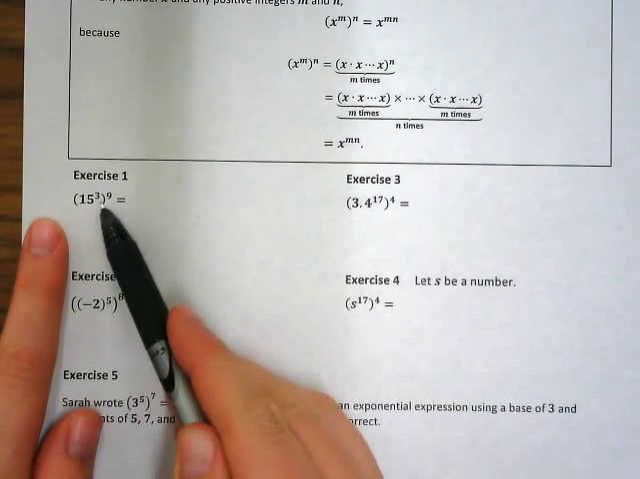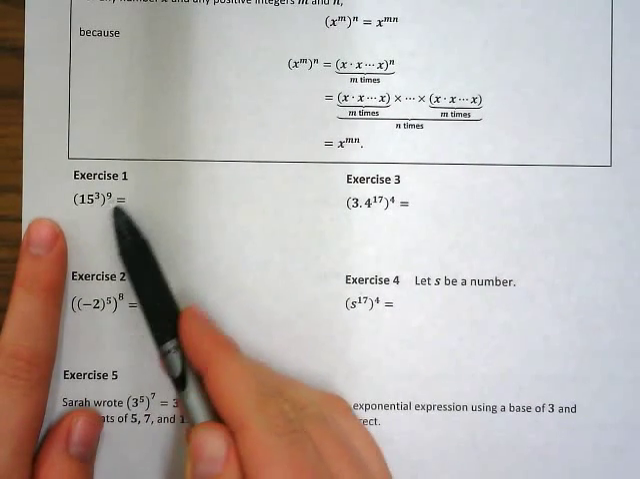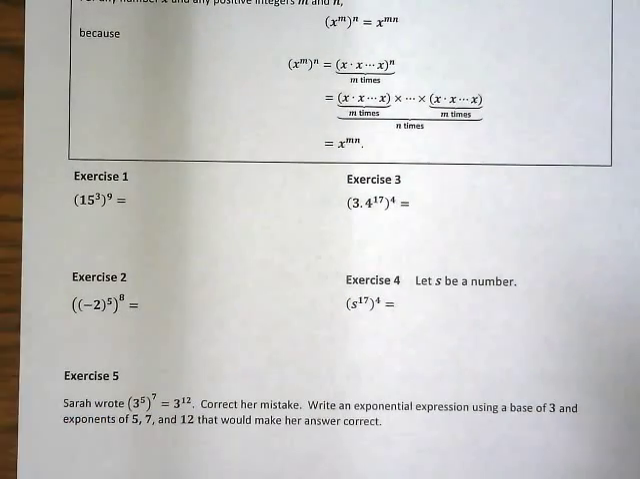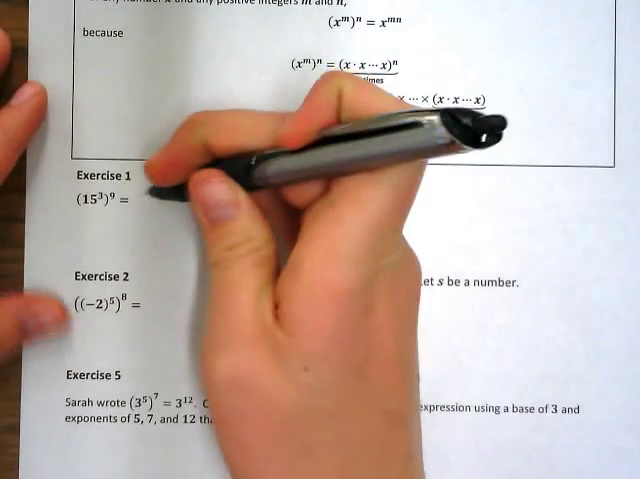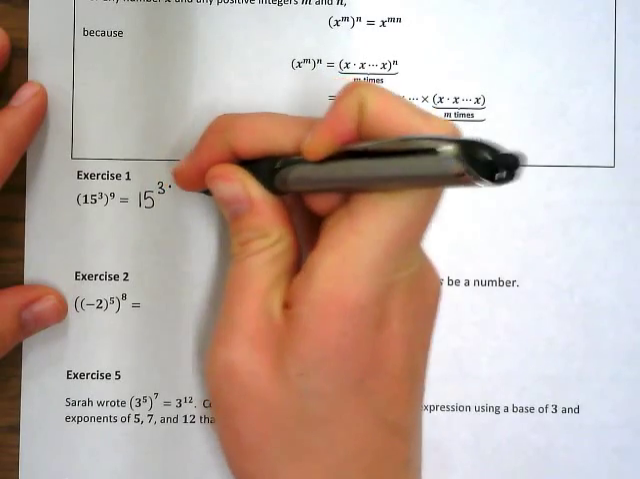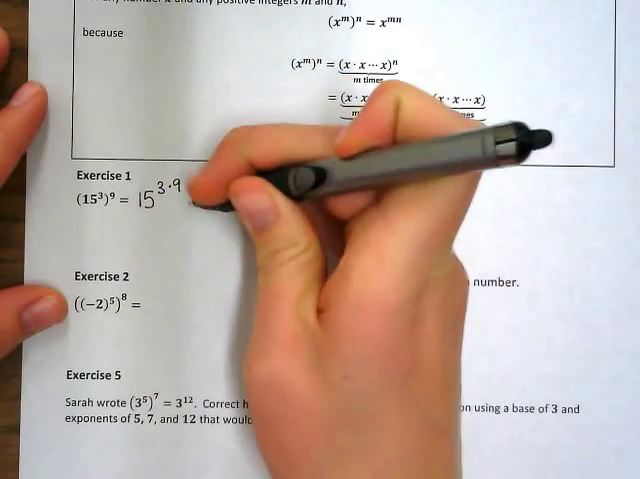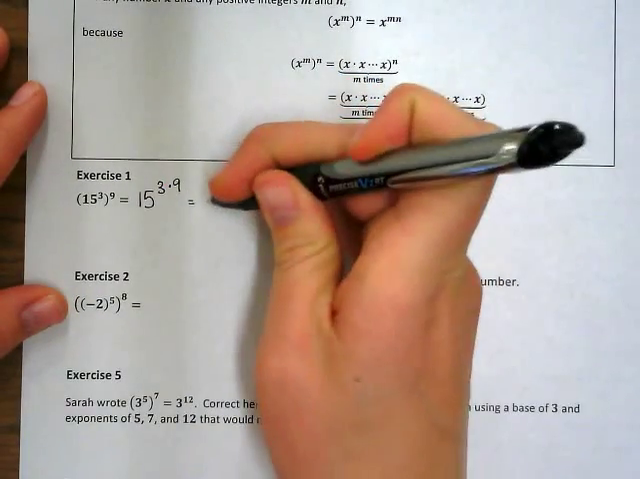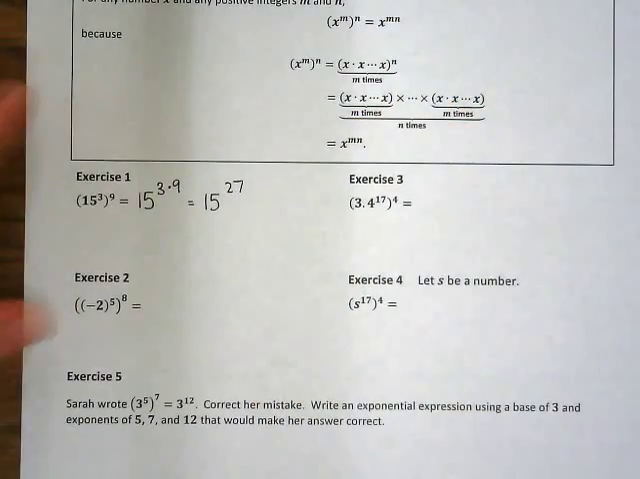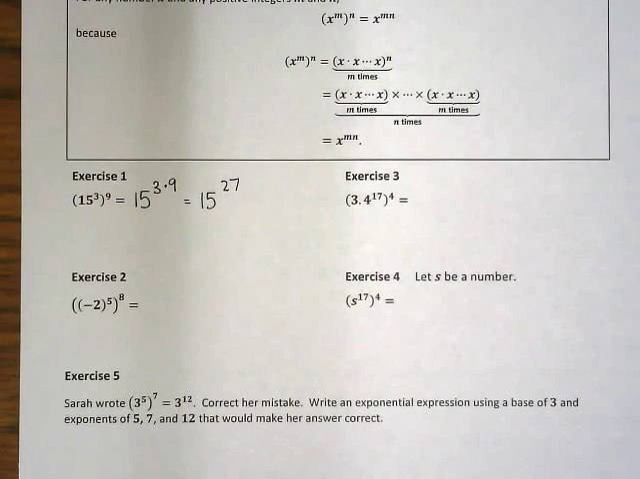Right here we have 15 to the third raised to the 9th power. To do our work here, we don't need to come up with an actual answer, but we do need to show our work. We would get 15 to the 3 times 9, which would equal 15 to the 27th, which would end up being a huge, huge, huge number.